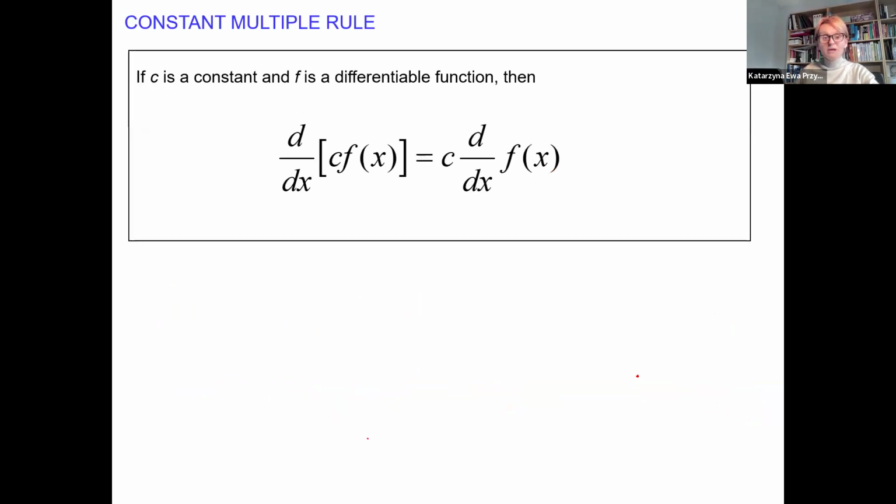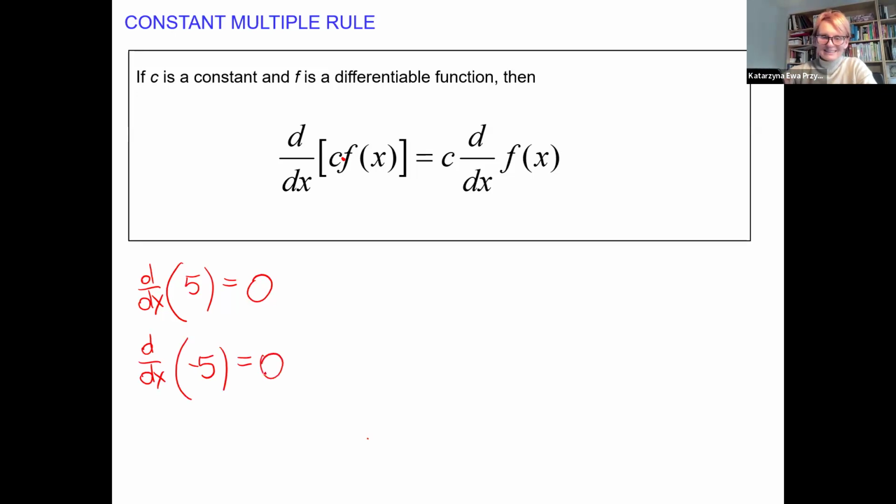Constant multiple rule. When we have a constant times a function, please remember, because what is the derivative of a constant? Derivative with respect to x of, let's say, 5. What's the derivative of 5? We know a constant function is a horizontal line. What's the slope of a horizontal line? Yes, always think about the slope. Derivative is the slope of that function. And let's say -5, the same, horizontal, 0.